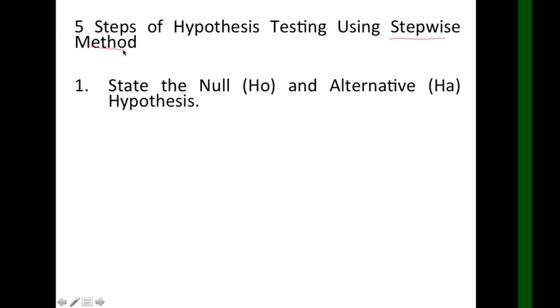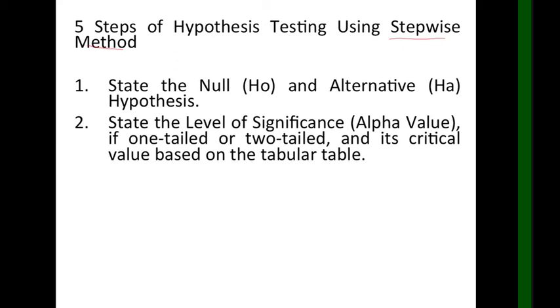So now we have 5 steps to do hypothesis testing using the stepwise method. So I call this the stepwise method, and it has 5 steps. The first one is state the null H0 and the alternative hypothesis or HA. So H0 for null and HA for alternative. Second, state the level of significance, alpha value, if one-tailed or two-tailed, and its critical value based on the tabular value.